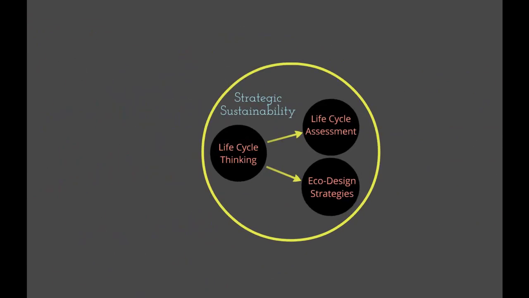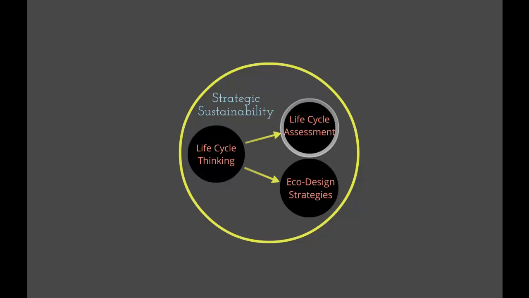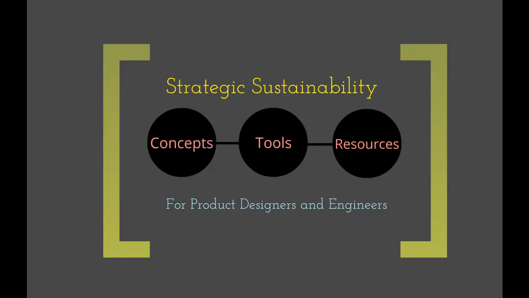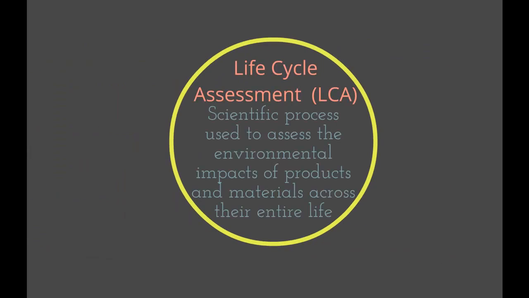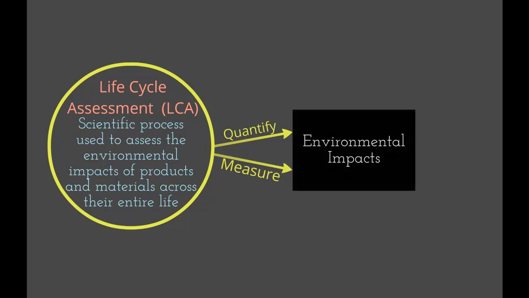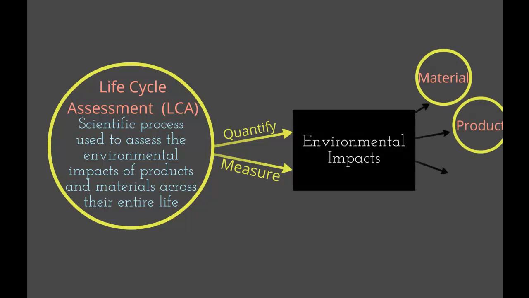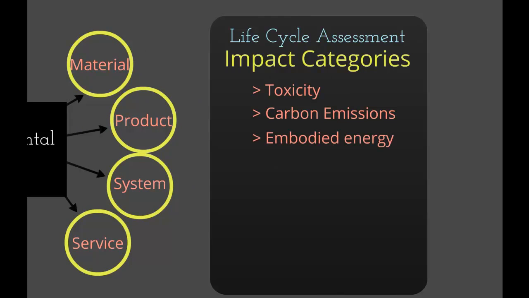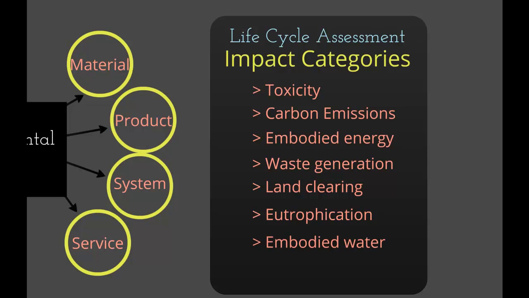I'm going to run through an overview of what life cycle assessment is and how it's used in strategic sustainability decision making by designers and engineers. Life cycle assessment is a scientific process used to quantify and measure the environmental impacts of a material, product, system, or service. It's done across a variety of impact categories such as toxicity to human health, CO2 impacts, embodied energy, waste, land clearing, eutrophication, and embodied water, just to name a few.